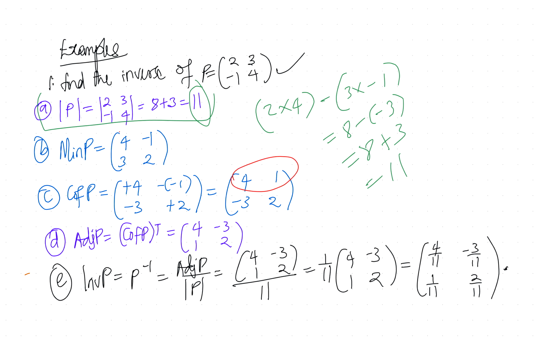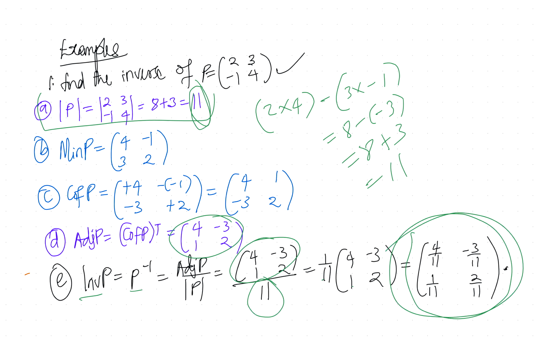And now once you do the transpose, the next thing is just to find the inverse. The inverse of P, which is also P inverse, is the adjoint of P over the determinant of P. So the adjoint is 4, minus 3, 1, 2, and that's what you have here. The determinant is 11. So you can say you have 1 over 11 into 4, minus 3, 1, 2. If you like, you can put the 11 inside. So you have 4 divided by 11, minus 3 divided by 11, 1 divided by 11, and 2 divided by 11. And that's why you have the inverse of the matrix P.